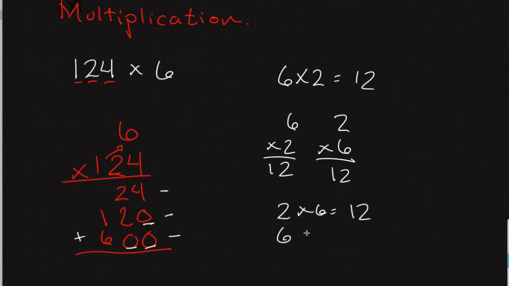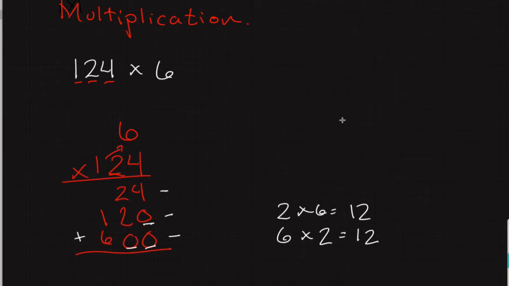That's because multiplication has what we call the commutative property. 6 times 2 is the same as 2 times 6. It just doesn't matter. So if it doesn't matter, let's choose the one that's easiest, right? And it's easiest to put the number with more digits on the top. All right, that's just a professional tip that's going to help a lot of you beat this problem.